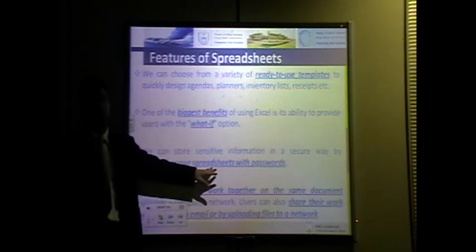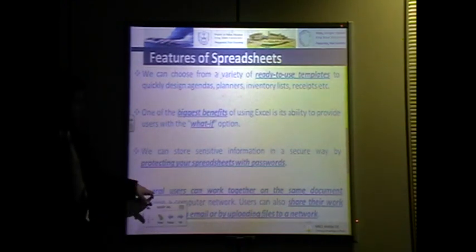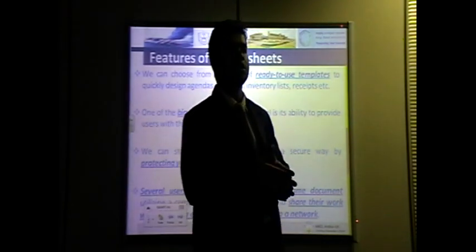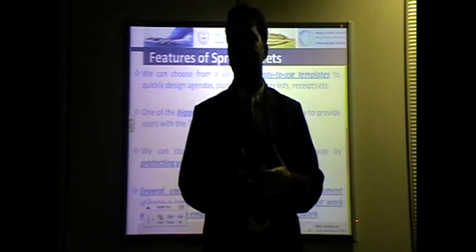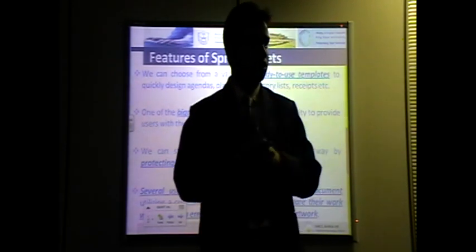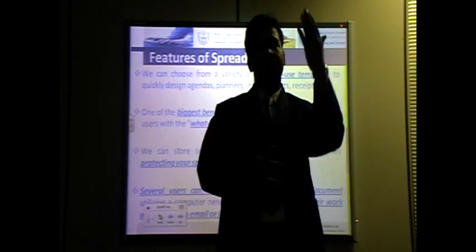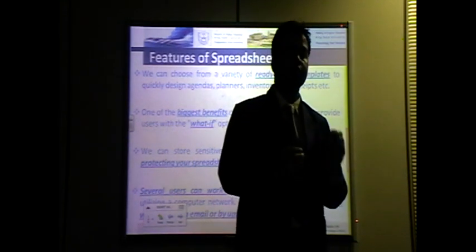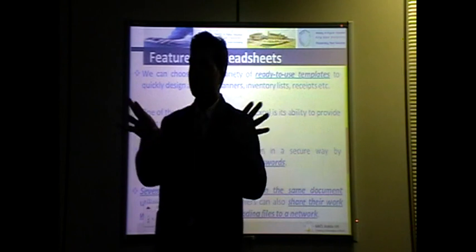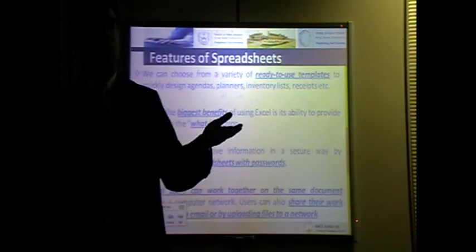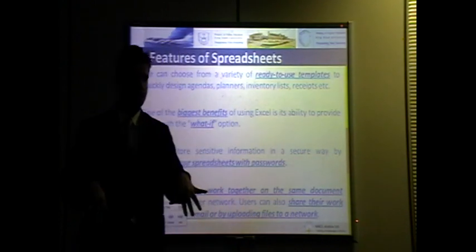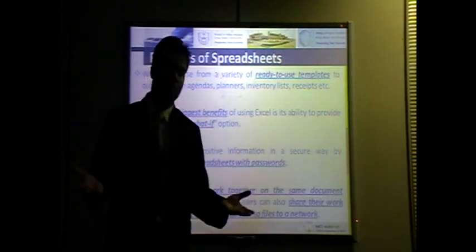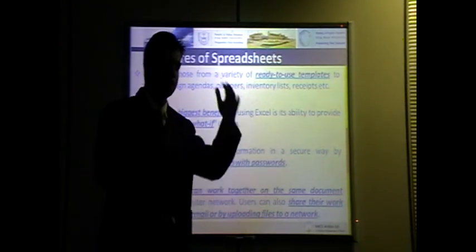We can protect our worksheet. Several users can work together. If there is a large work, take the example of data entry of university students: their name, address, city, phone number, marks and all. You need to enter all these into the computer. So this can be distributed to many persons. The same sheet can be distributed to many users. They can enter at the same time, so one work can be distributed to many persons via Excel, and the work will be easy.